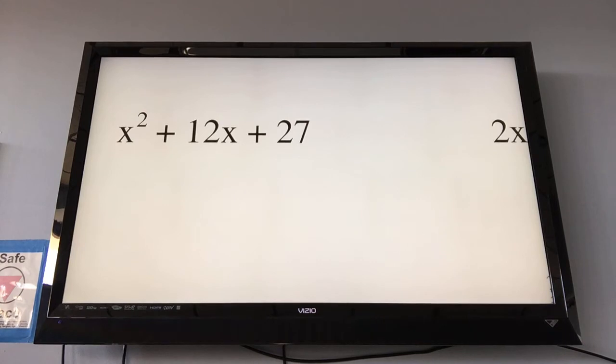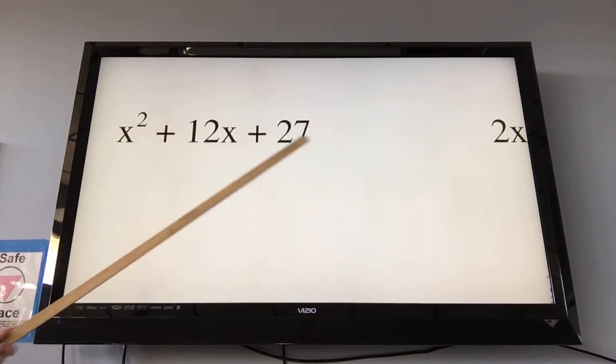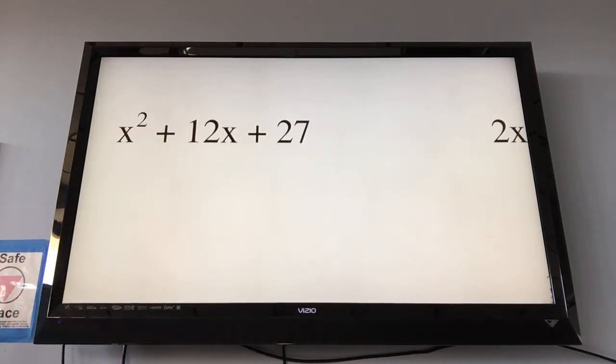Okay, 3rd question. Is there something common to all 3 terms? There's not. Because these 2 have an x, but this one doesn't. Oh, I was thinking since there's a 2 in each one. But there's not a 2, there's an x squared, that 2 in the power.